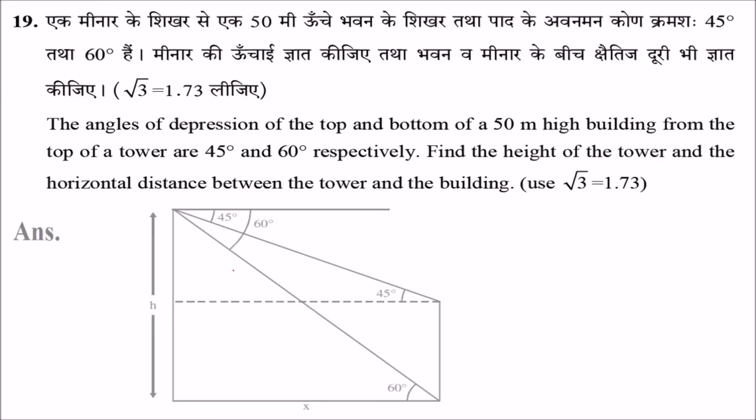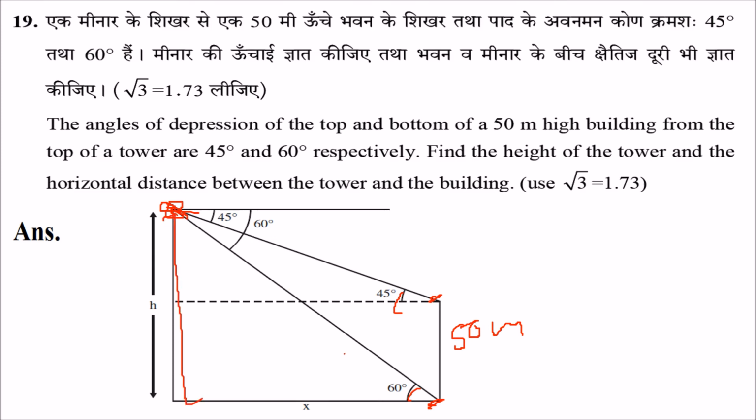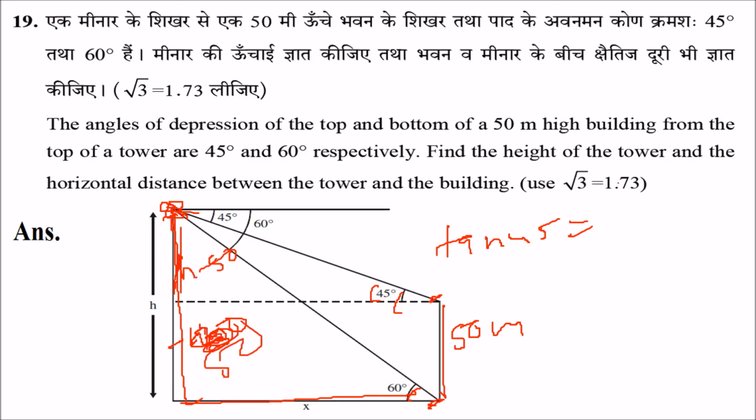The angles of depression of the top and bottom of a 50 meter building from the top of a tower are 45 and 60 degrees. Find the height of the tower and the horizontal distance between the tower and the building. So let us take the tower height as h. This is 50, so this will be h minus 50. Take the distance as x. So first of all, we'll take this 45. This is 50, so this will be h minus 50 by x.